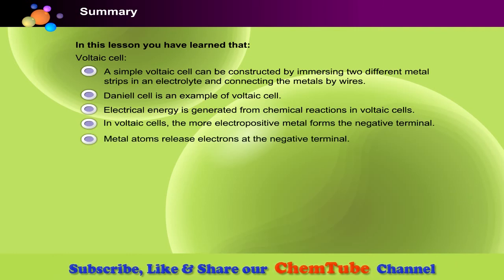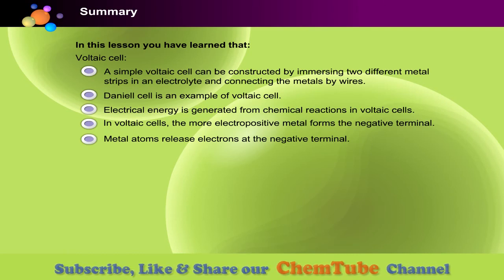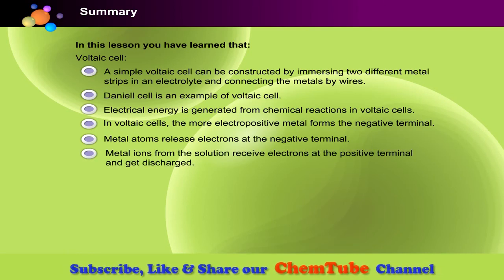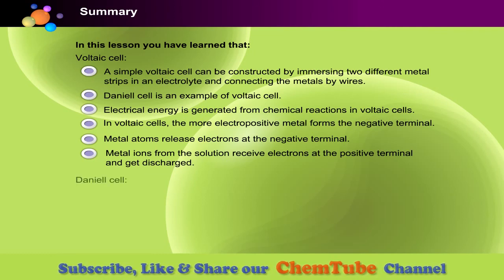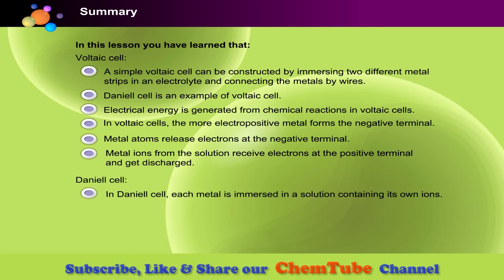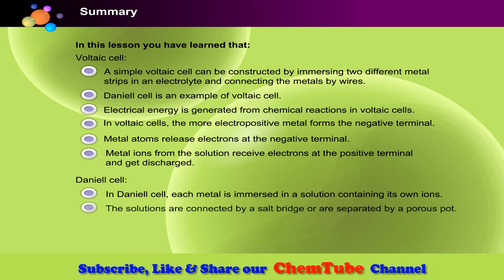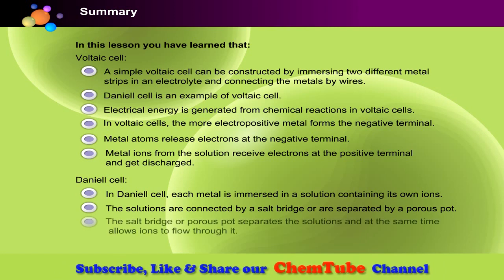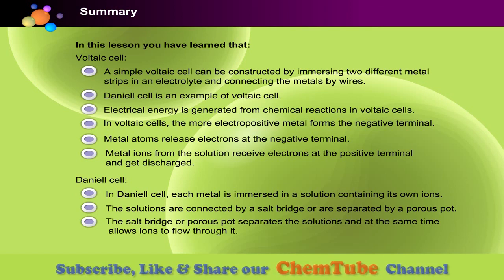Metal atoms release electrons at the negative terminal. Metal ion from the solution receives electrons at the positive terminal and gets discharged. In Daniell cell, each metal is immersed in a solution containing its ions. The solutions are connected by a salt bridge or separated by a porous pot. The salt bridge or porous pot separates the solutions and at the same time allows ions to flow through it.